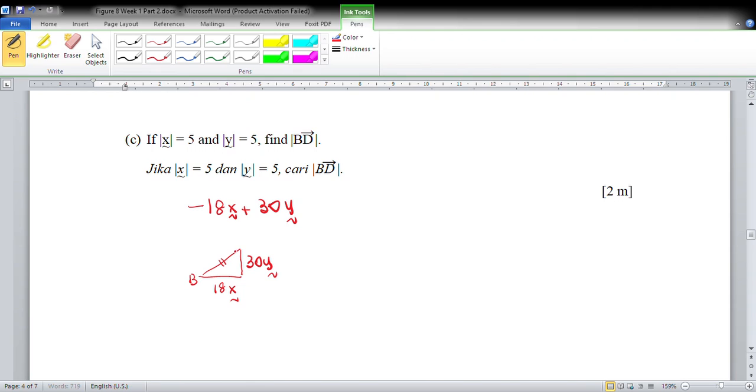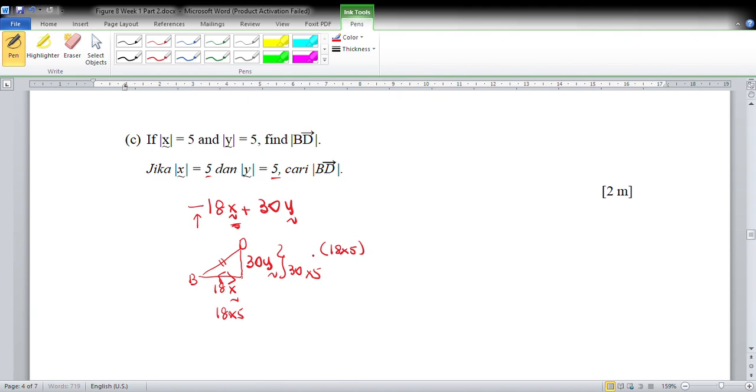If you look at it, the negative here doesn't matter. The negative only tells you the direction, whether it's going this way or this way. So it's not important when you want to find the length. Here the length of x is 5. So if you have 18x, the length is 18 times 5. And this one here is 30 times 5, because y is also 5.